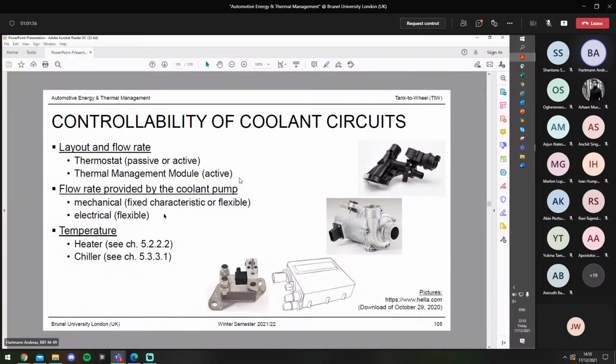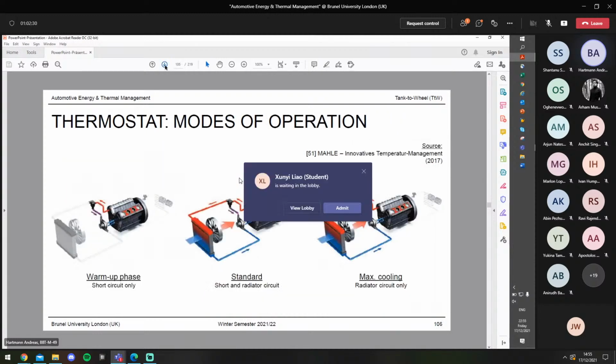Then, when the coolant pump is flexible, when it can be controlled, you can also impact the flow rate of the coolant. And last but not least, for sure, you can also control the temperature of the coolant circuit by applying an additional heater to heat up the coolant very quickly, or a chiller, which is a heat exchanger between the coolant circuit and the AC system, and which helps to lower the temperature of the coolant for the battery.